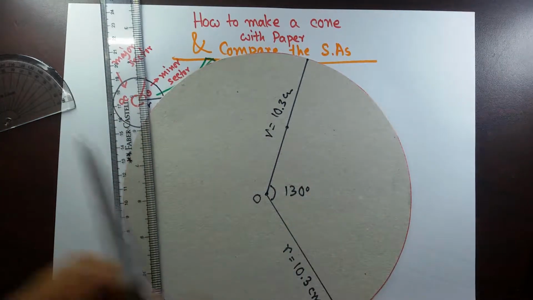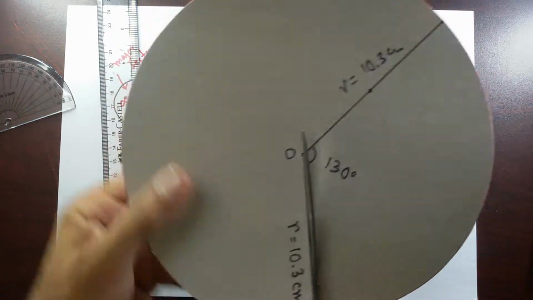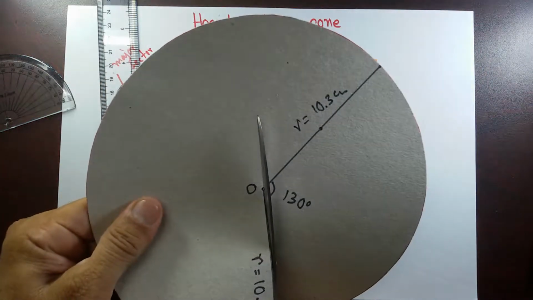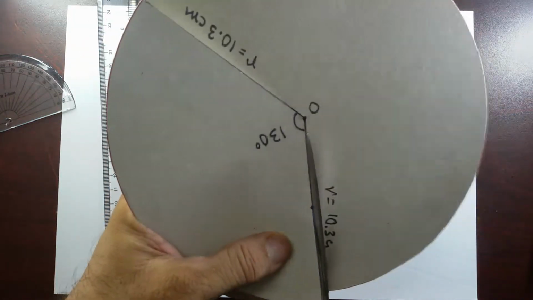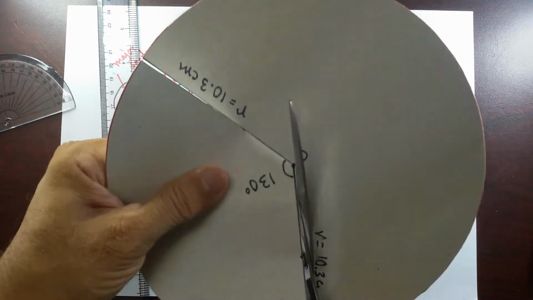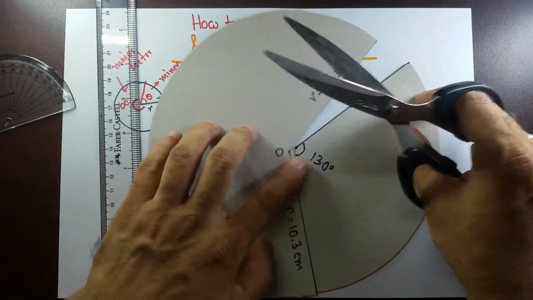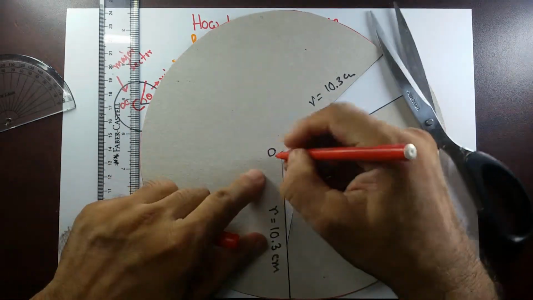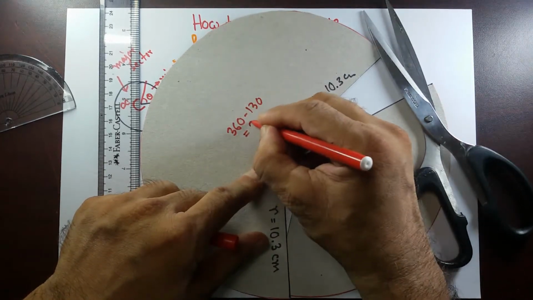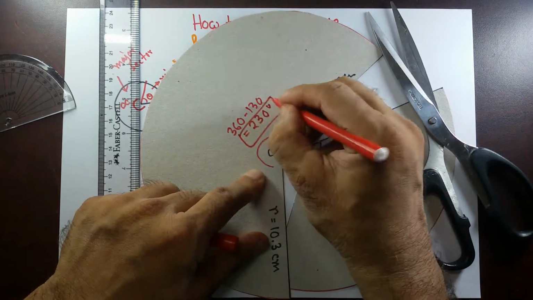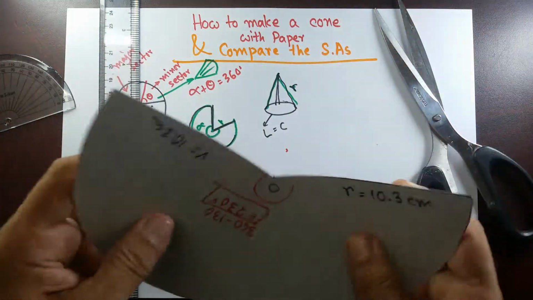Now what I'm going to do is just cut it. If I cut this piece, okay, I cut this. If this is 130, this angle is going to be 360 minus 130, that's going to be 230 degree. Write this angle. Now I can make a cone with this. I'm just going to put that piece aside and I'll show you.